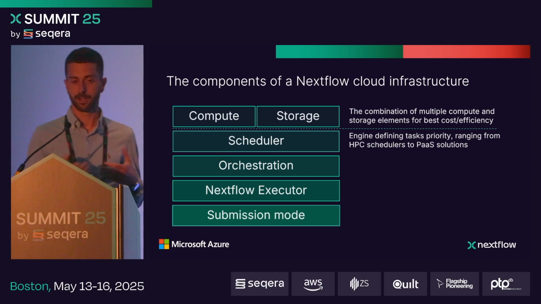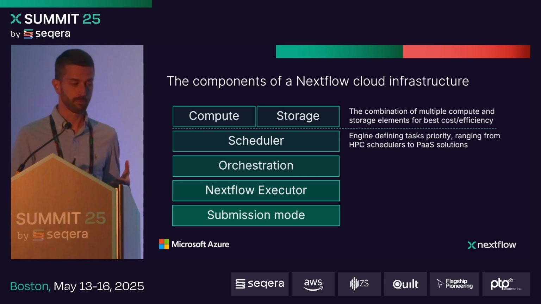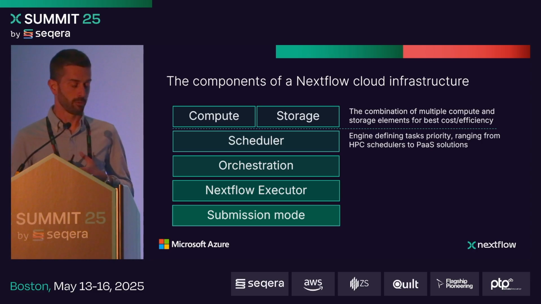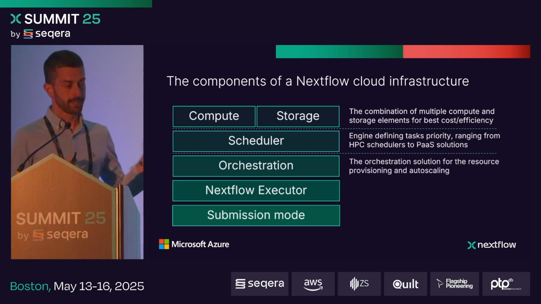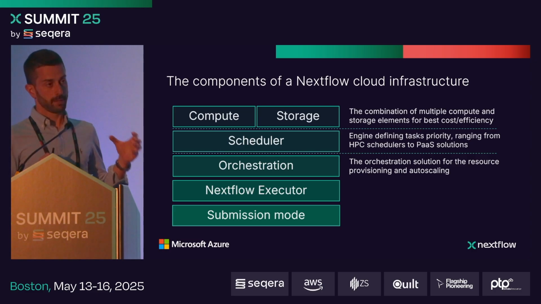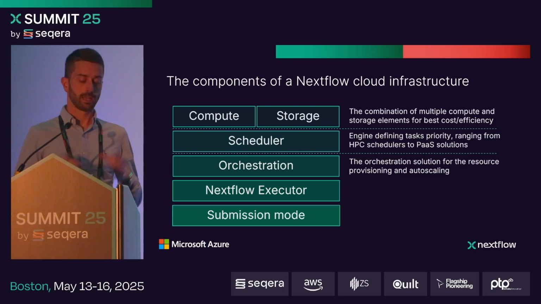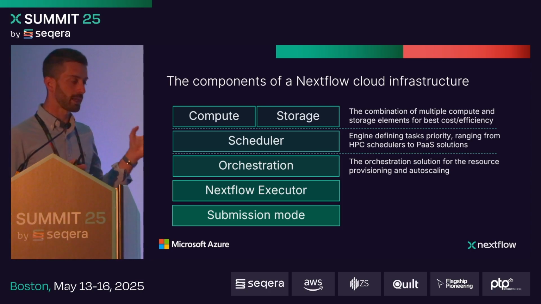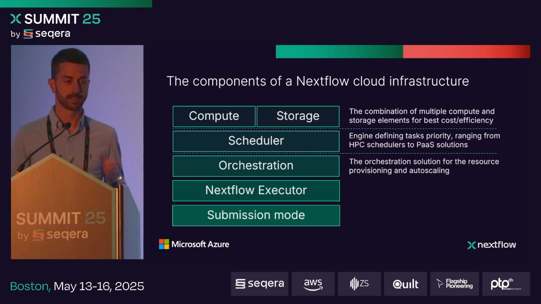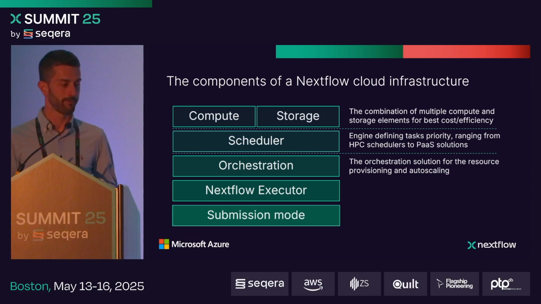Of course, if you run pipelines on your laptop, you really don't have a scheduling system. It's more something happening in a first-in, first-out approach. What is new in a cloud infrastructure is the orchestration layer that sits on top of the scheduler. While on premises, you usually have a scheduler controlling a fixed number of resources, in the cloud, there is usually an orchestrator that keeps adapting the number of resources that you have deployed and that you have available for your pipelines in a dynamic fashion.